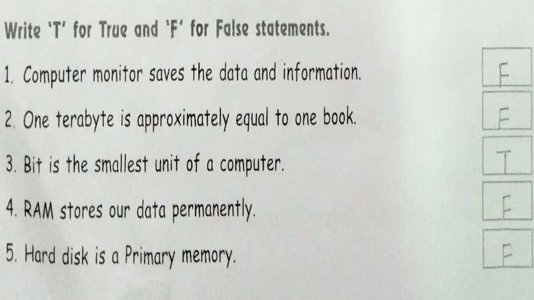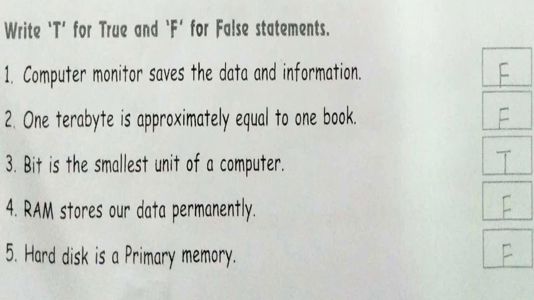Now children, we will go for the third question, which is write T for true and F for false statements. The first statement is, computer monitor saves the data and information. As we all know, computer monitor is used to see the output. Hence, the statement is false. We will write F in the first box.